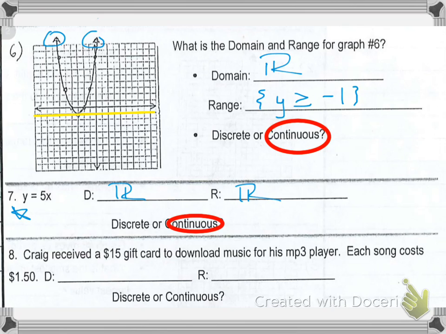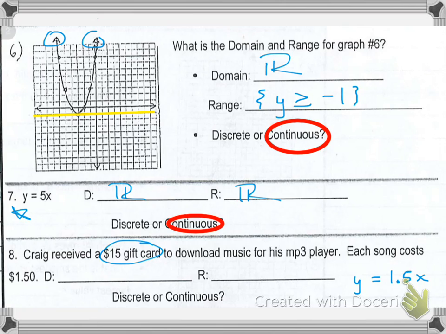All right, number 8 says Craig received a $15 gift card to download music for his MP3 player. Each song costs $1.50. Okay, so if each song costs $1.50, then what you're going to have is an equation that says y is equal to 1.5x, right? Now, this $15 gift card is important if we're trying to solve something, but unfortunately right now we're not trying to solve anything. We're just trying to figure out how much each song cost. Okay?